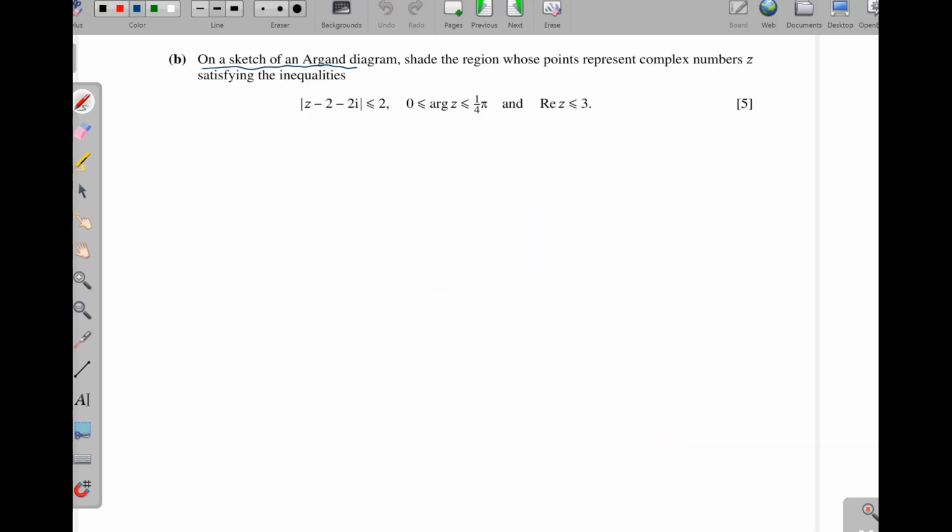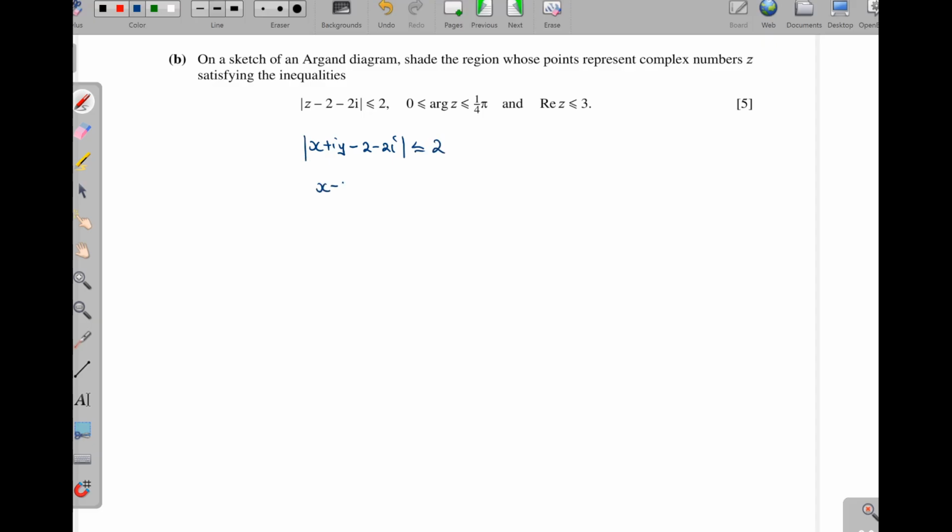Part b. On a sketch of an Argand diagram, shade the region whose points represent complex numbers z, satisfying the inequalities. I've already said that if you see modulus signs on one side of the inequality or equation, then that is a circle, and I can prove it. Suppose z is x plus iy. Then we have this minus 2i, then less than or equal to 2.